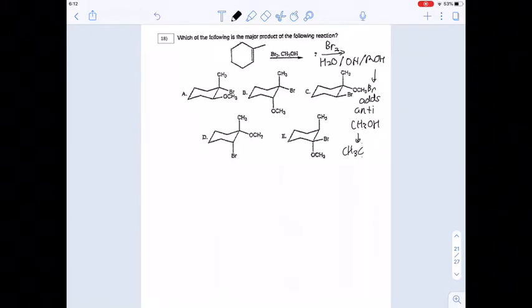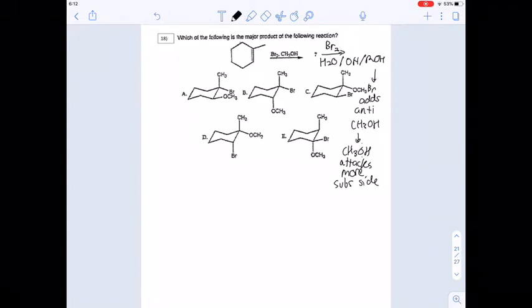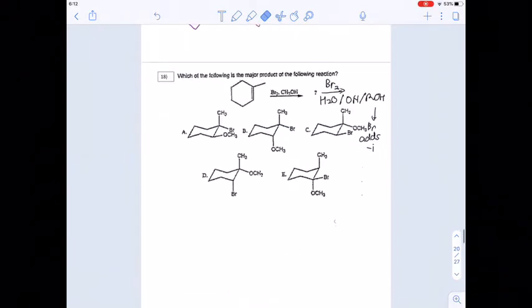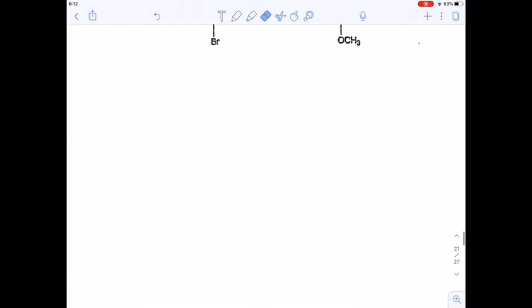And as we remember from the whole BLAM situation, the acidic things are going to want to attack the more substituted side. So the alcohol is going to attack the more substituted side. So in this case, CH3OH attacks the more substituted side. Okay, so I'm going to erase and we can go ahead and do the mech.